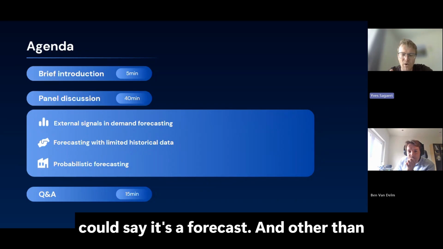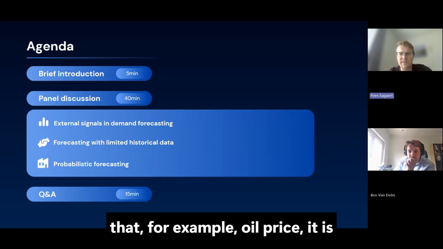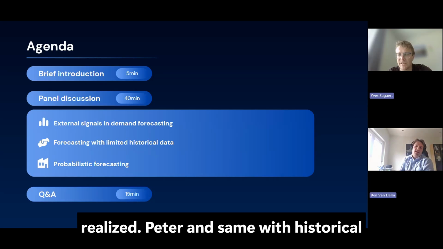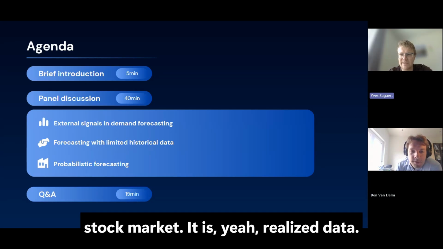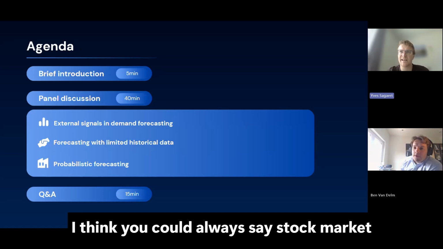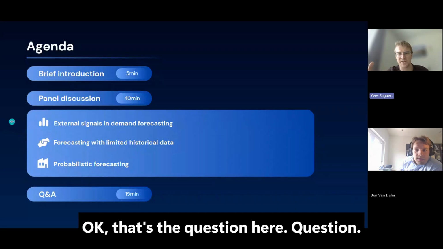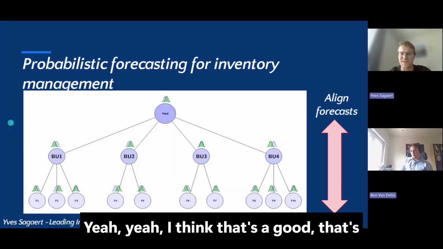Other than that, for example, oil price, it is really realized price. So it is realized data. Same with historical stock market. It is realized data. I think you could always say stock market is in itself a forecast, but yeah, okay, it's a more philosophical question.